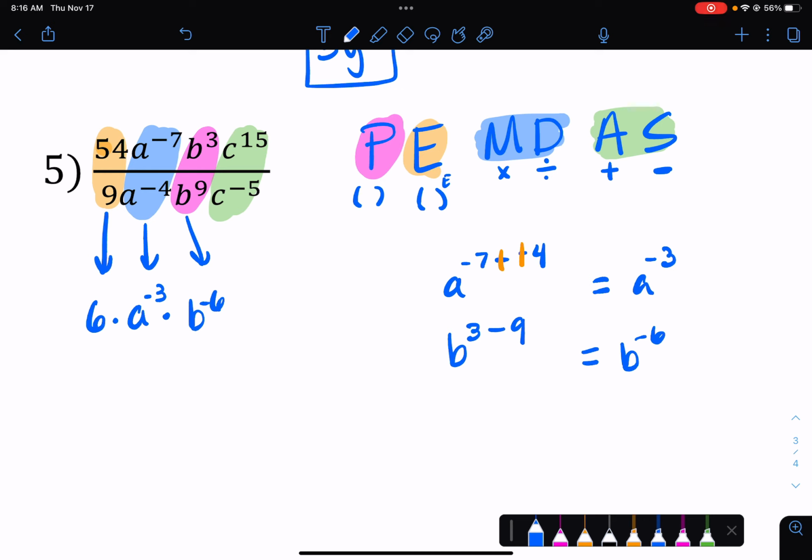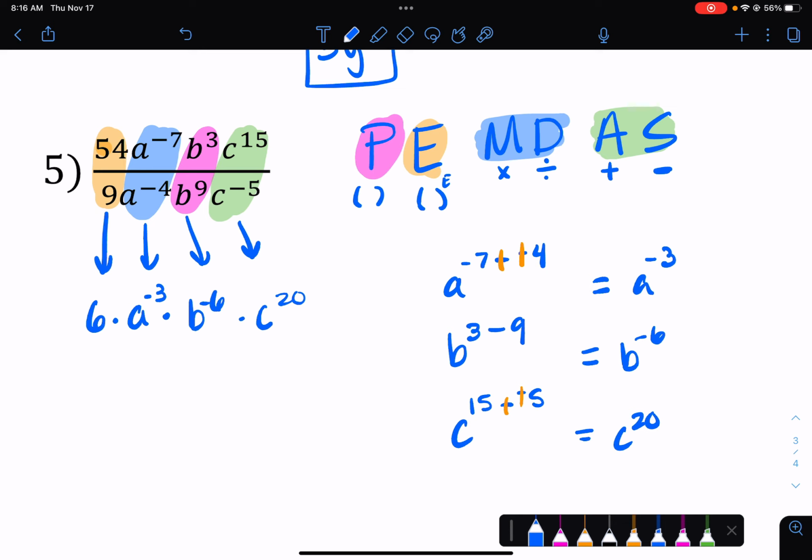All right, and this c's got to be subtracted as well. So we got c. What do we actually have? We have 15 minus a -5. What is minus a negative? Oh, we know that becomes a positive. All right, so 15 plus 5 is actually c to the 20. C to the 20. Bam. All right, cool. So that's what we have right there.